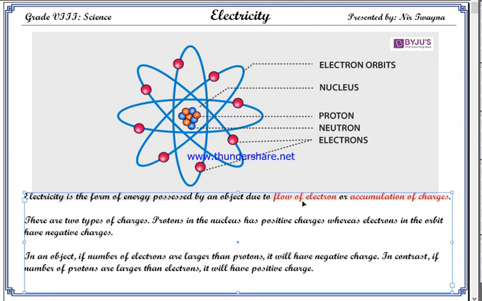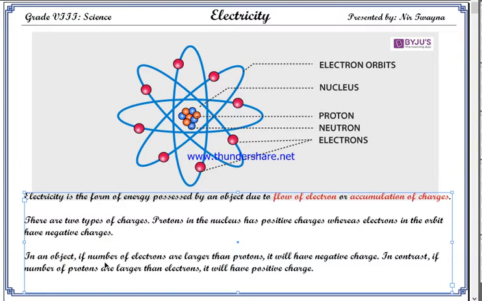If electrons are flowing, then it is called current electricity. If the charges are simply accumulating, then it is called static electricity. Okay, there are two types of charges. Protons in nucleus have positive charges, whereas electrons in the orbit have negative charges.